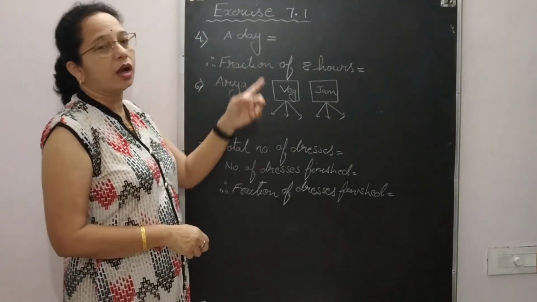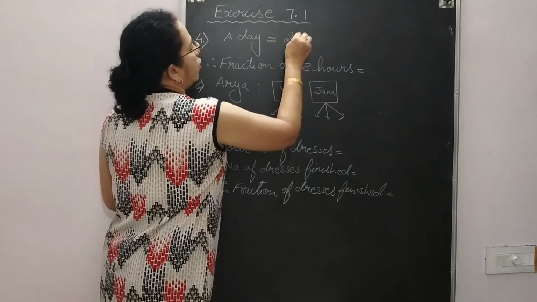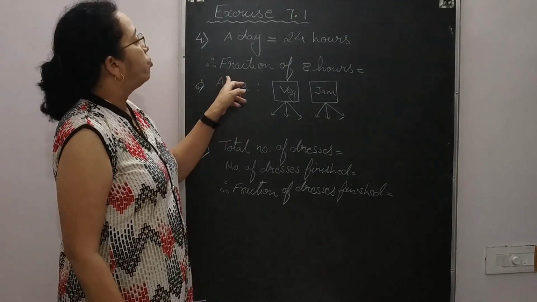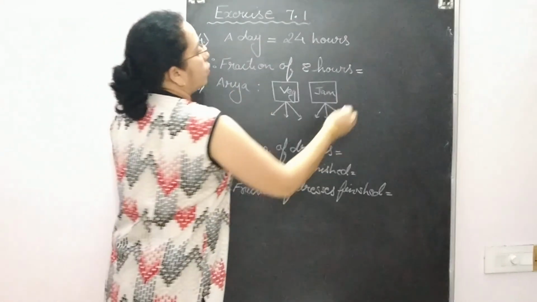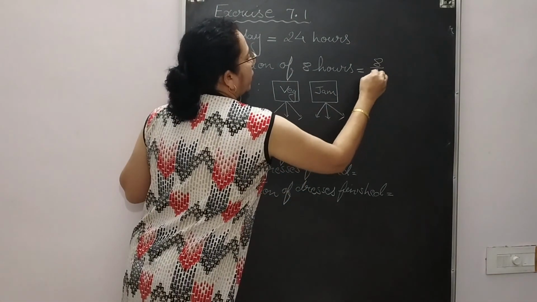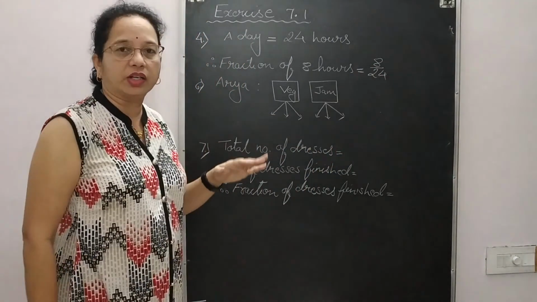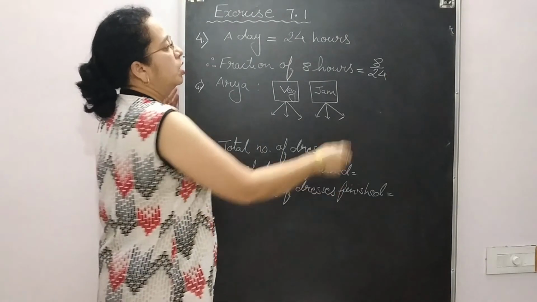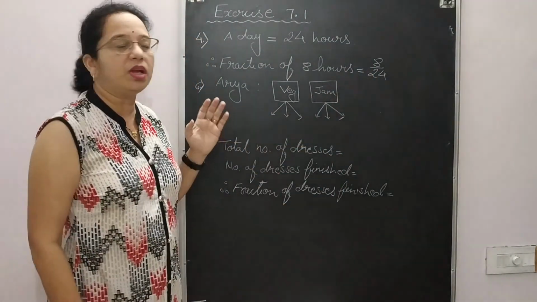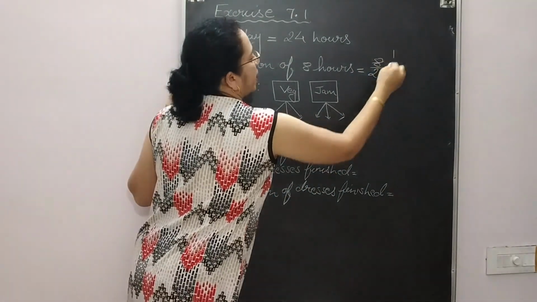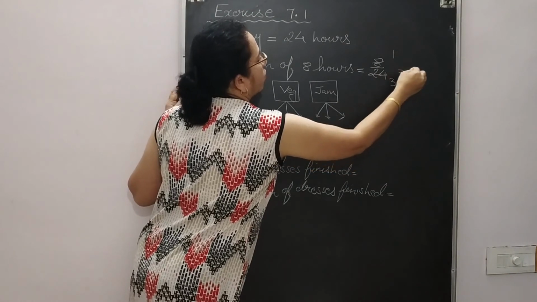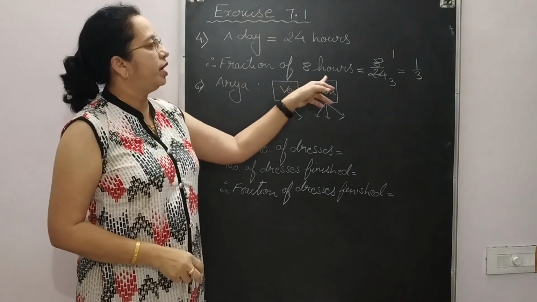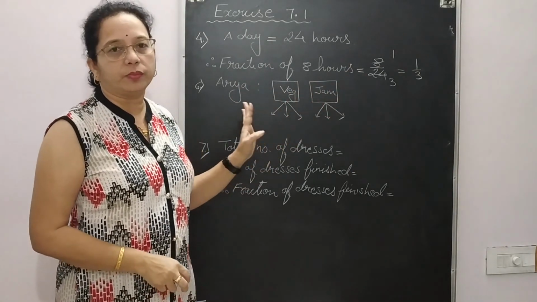So a day, how many hours are there in one day? 24 hours. Okay. Fraction of 8 hours. So 8 out of 24. We have written it in the form of a fraction, and a fraction we always convert into simplest form. So 8 and 24 are divisible by 8. 8 ones are 8, 8 threes are 24. So here 1 by 3. So what fraction of a day is 8 hours? 1 by 3 fraction. Okay.